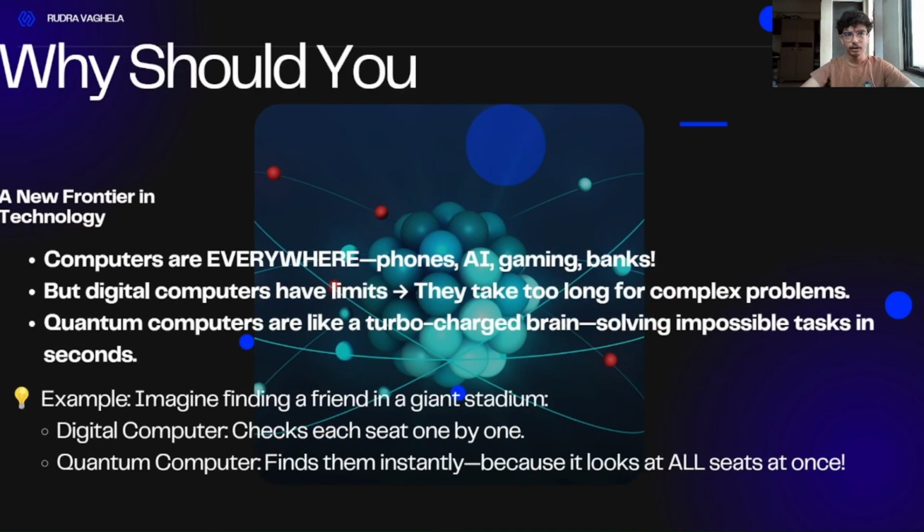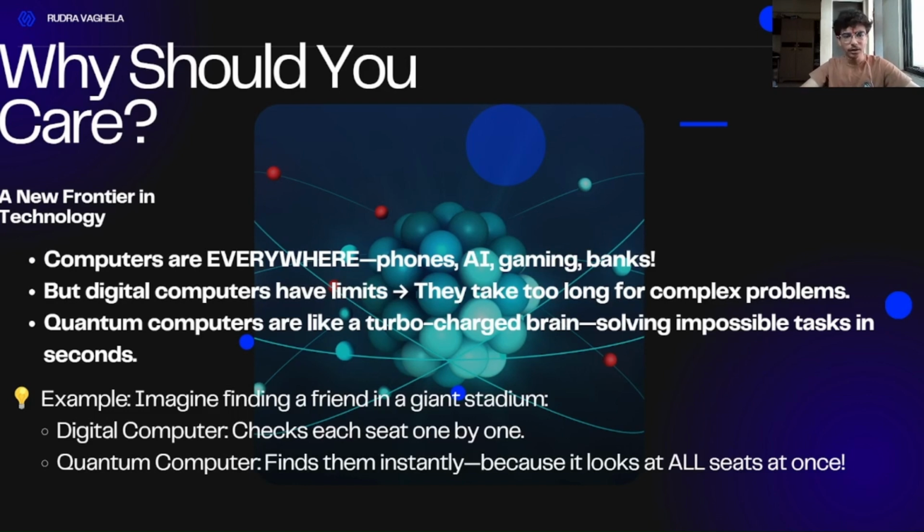So first of all, we have a question. Why should you care? In these emerging days, computers are everywhere. In our phones, AI, gaming, banks, schools. Everywhere we find computers. But digital computers have limits. They take too long for complex problems. Unlike a quantum computer, they are turbocharged, like a brain, solving an impossible task in just a second.